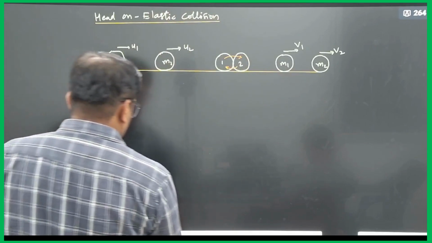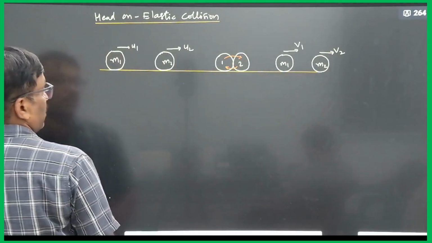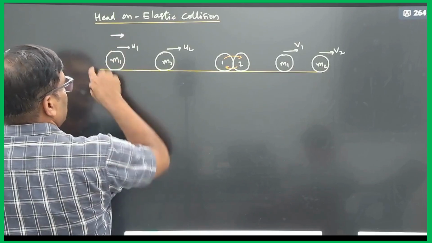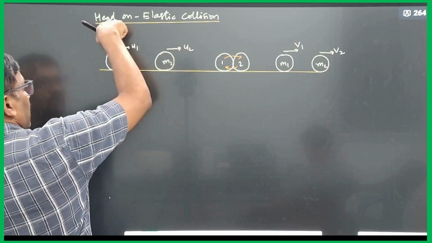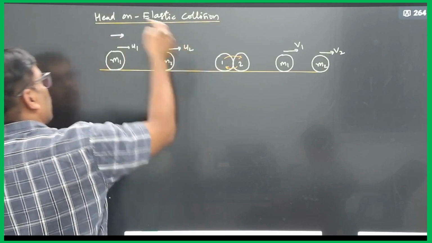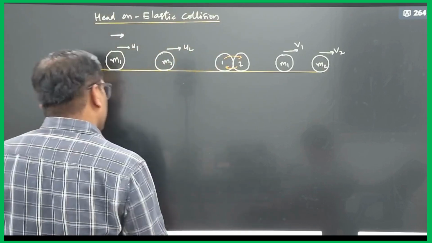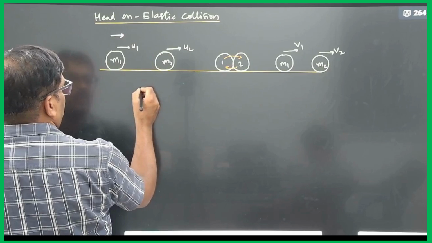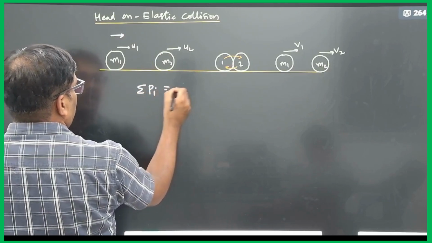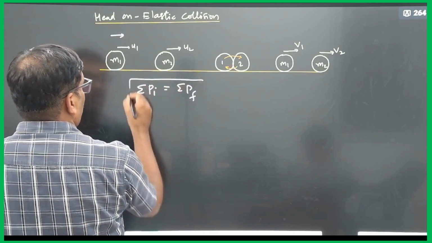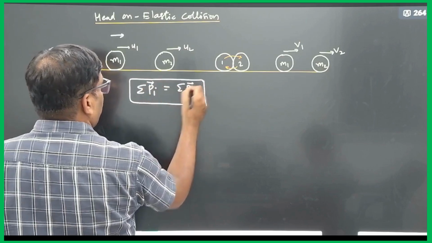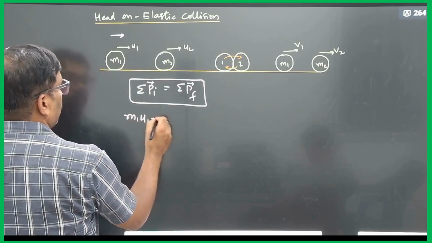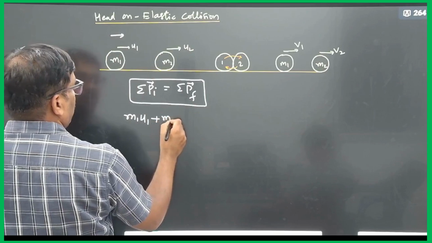So you can write down this equation now. Here momentum conservation is a vector quantity. You have to choose one direction. Suppose I am taking this direction, the objects going in this direction are taken as positive, and the objects going in the opposite direction are taken as negative. So total initial momentum equals total final momentum, vectorially, very important. Initial momentum is m1 u1 plus m2 u2, since this also goes in the same direction.